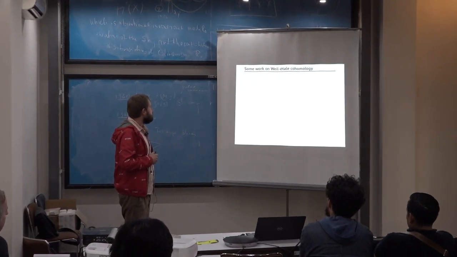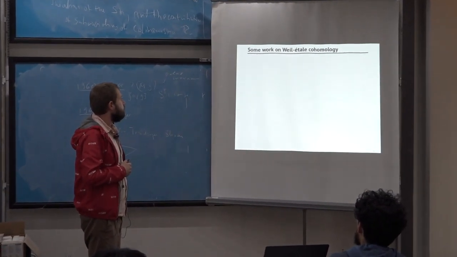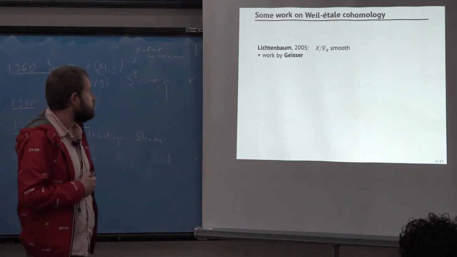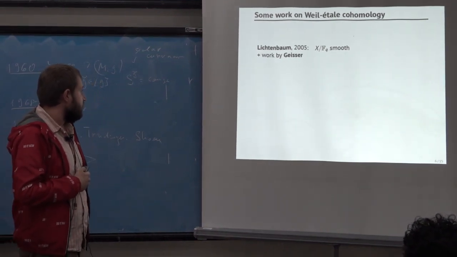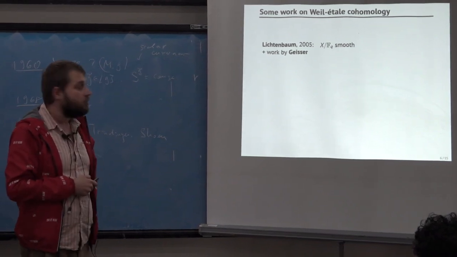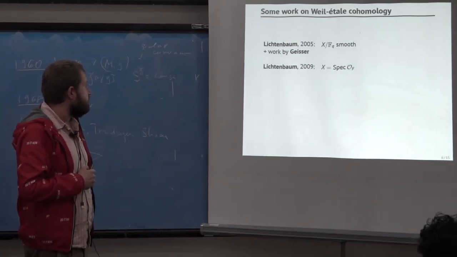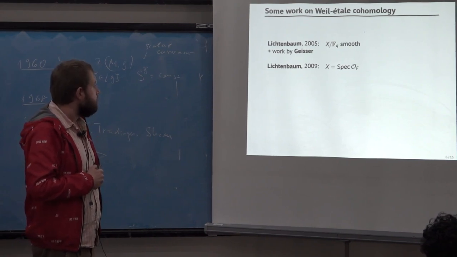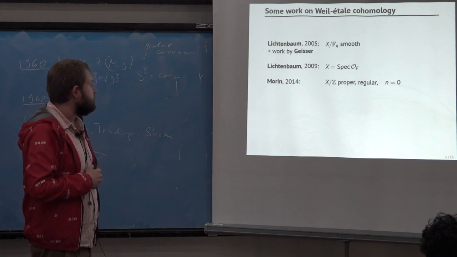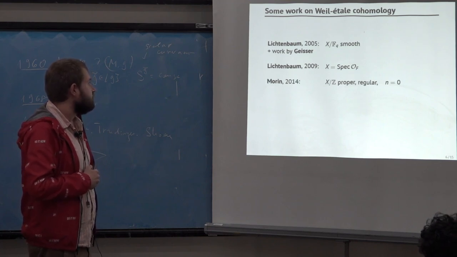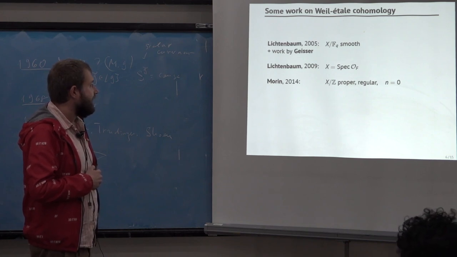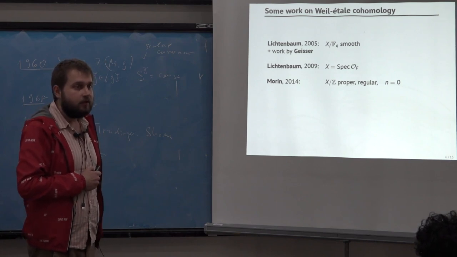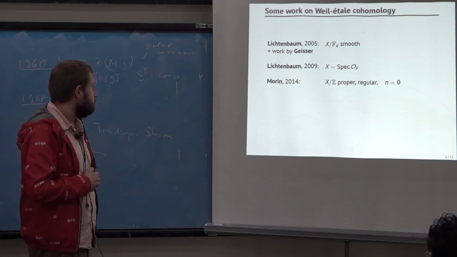So some work has been done on defining these cohomology theories. Lichtenbaum first considered the case of varieties over finite fields, and there is also some work by Thomas Geisser about this. Then Lichtenbaum also considered the case of number rings. And Baptiste Morin constructed Weil-étale cohomology for any arithmetic scheme that is proper and regular, and he worked out the case when n equals zero.